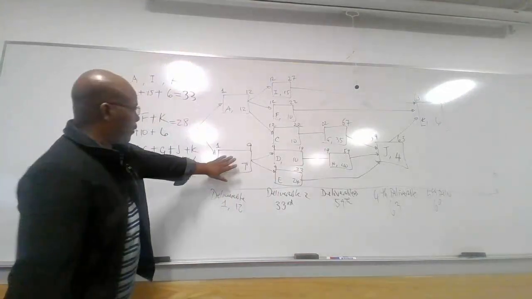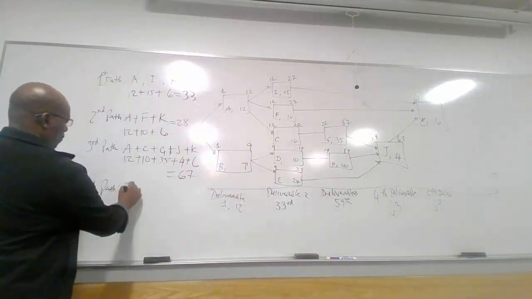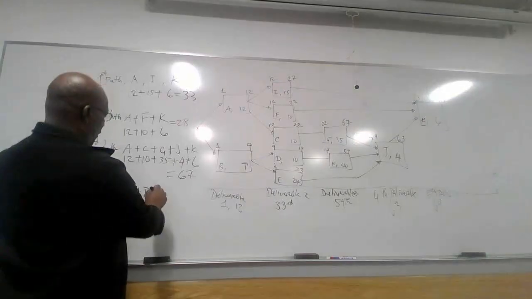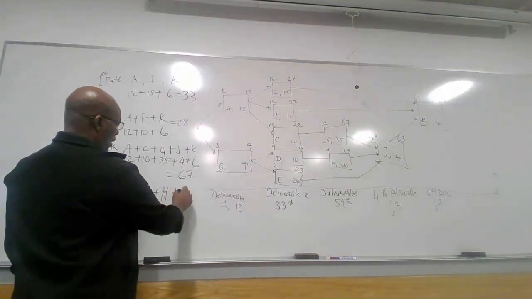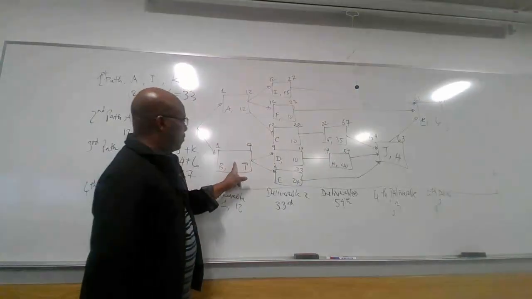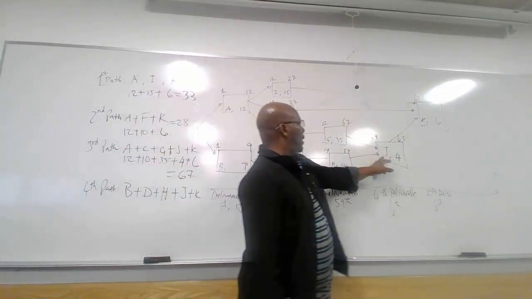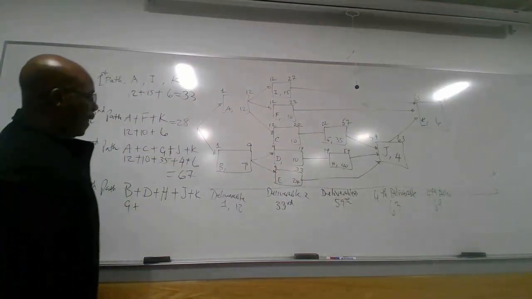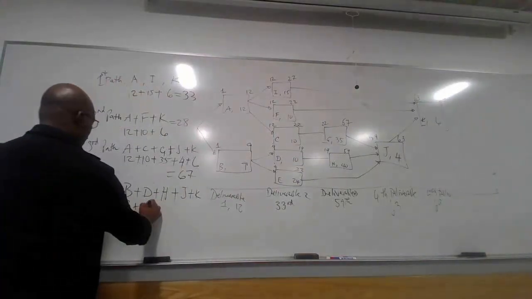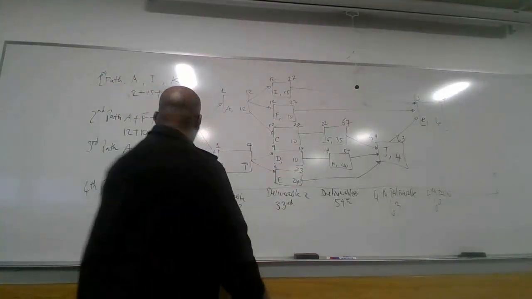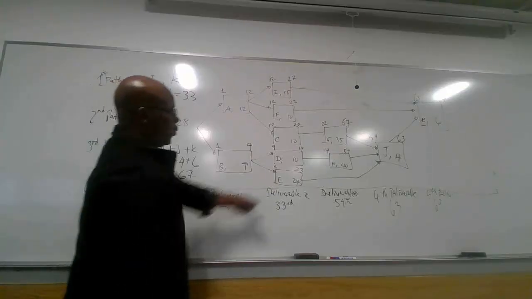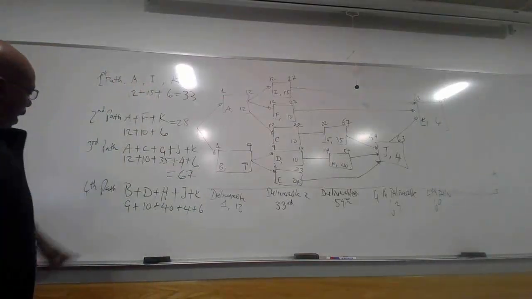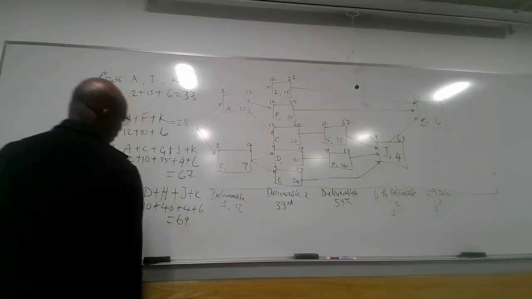The fourth path will start from here. We have B plus D plus H plus J plus K. So we start from B, D, H, J, and K. So here we have 9 plus D we have 10, and H we have 40, J we have 4, and here we have 6. So if you add this, we have 69 weeks.